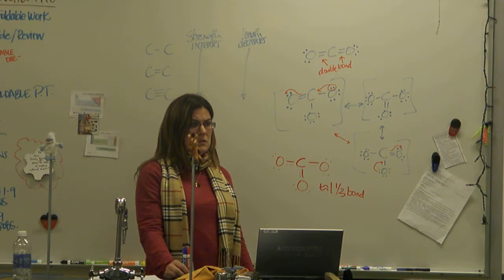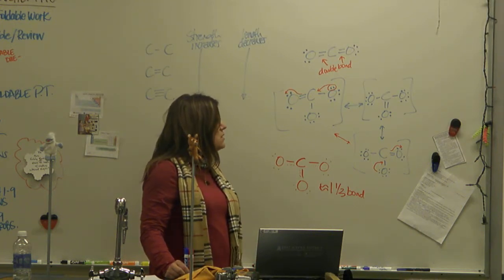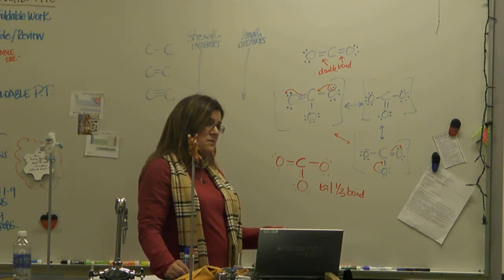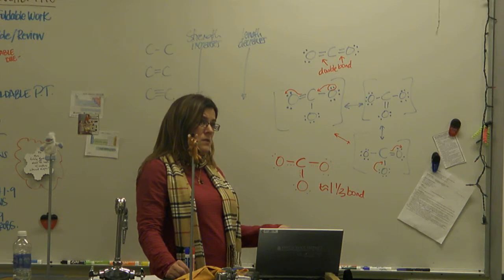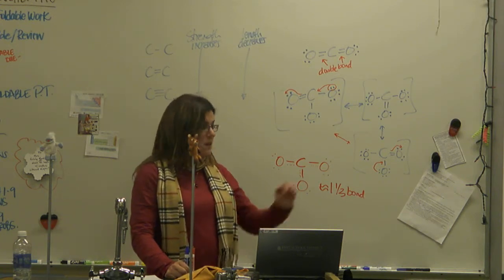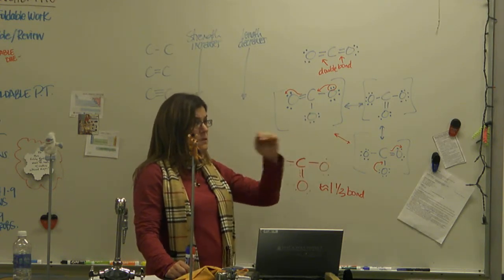Definition of resonance structure, please. It is a structure of an element that shows different electron arrangement. So it's not an isomer. Not an isomer. Isomer is literally built differently. This is built the same, just the electrons are shown in different locations.